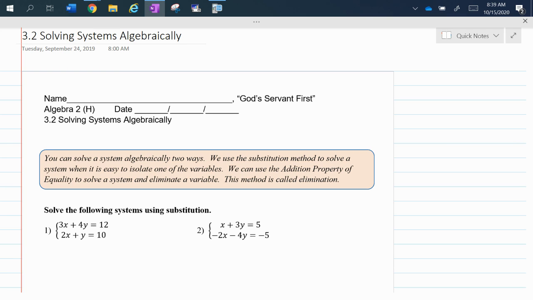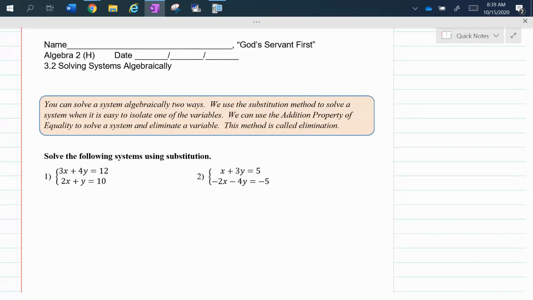Yesterday, we looked at how we can solve a system by graphing and finding its point of intersection. Today, we're going to look at two algebraic ways to solve a system. Let's recall first, what does it mean to solve a system?